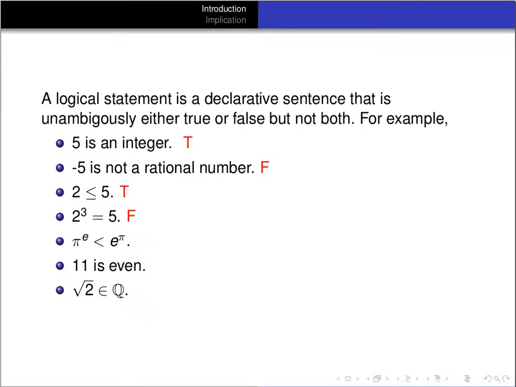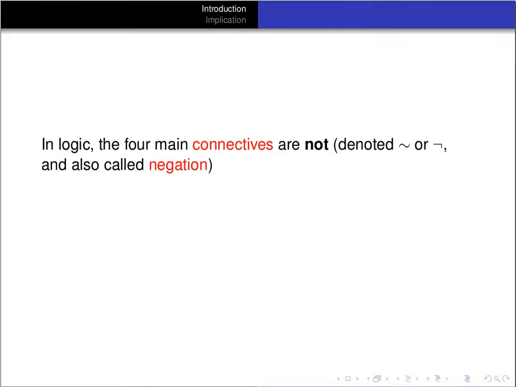Pi to the e is less than e to the pi. It might not be clear to you if it's true or false, but it's an unambiguous statement and it happens to be true. 11 is even. That's false. And square root of 2 is an element of the rationals. We know that's false. Square root of 2 is irrational. So these are all logical statements in the sense that they are all declarative sentences that are unambiguously true or false.